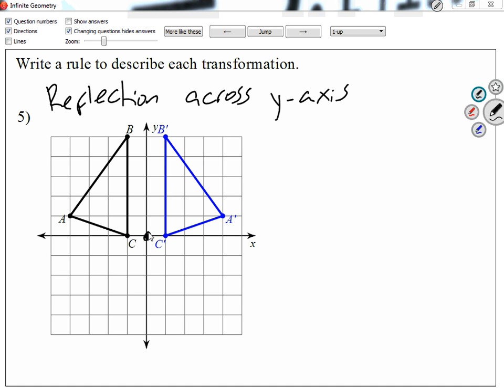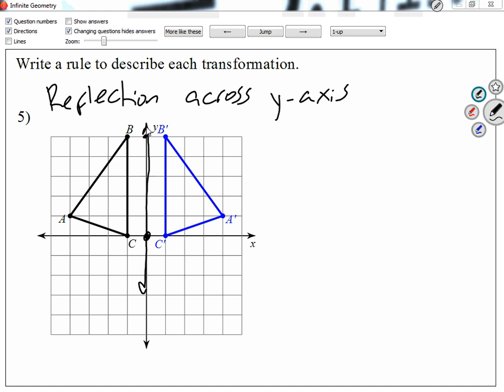For another point, let me look at my B and my B prime. That gives me another point in the middle. Connect your points, and that is your mirror. If you cannot see your mirror line, find 2 points on it. Like I said, look at the C and the C prime. The midpoint is 1 point on the line.